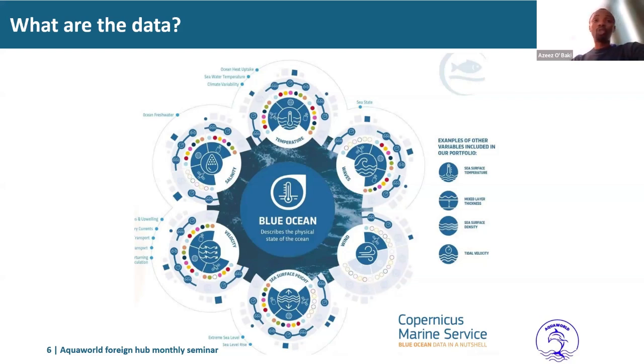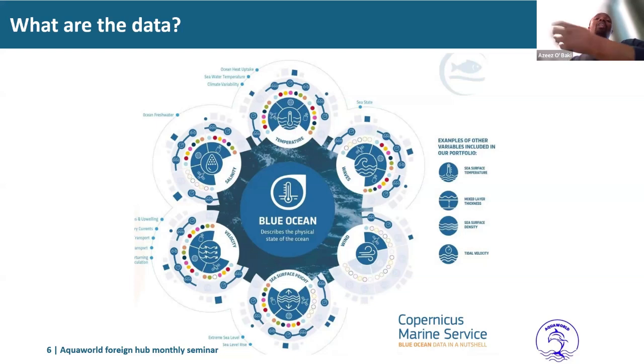We have the blue ocean, which describes the physical state of the ocean. For this part, you can talk about salinity. You can get temperature data, waves, wind, sea surface height, velocity, among others. So when you have this type of data, it simply means you are describing the physical nature of the aquatic environment.